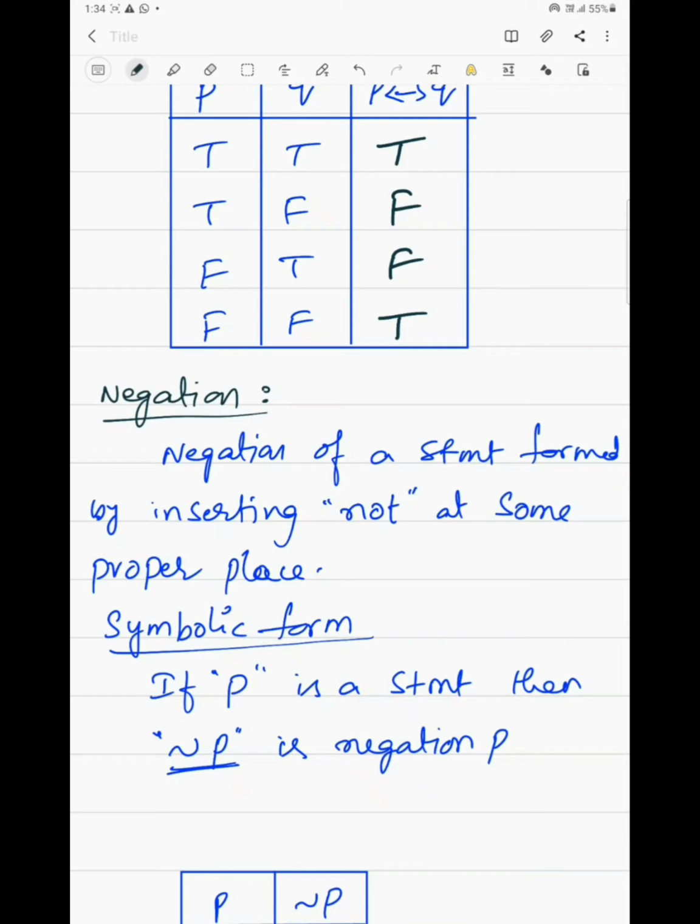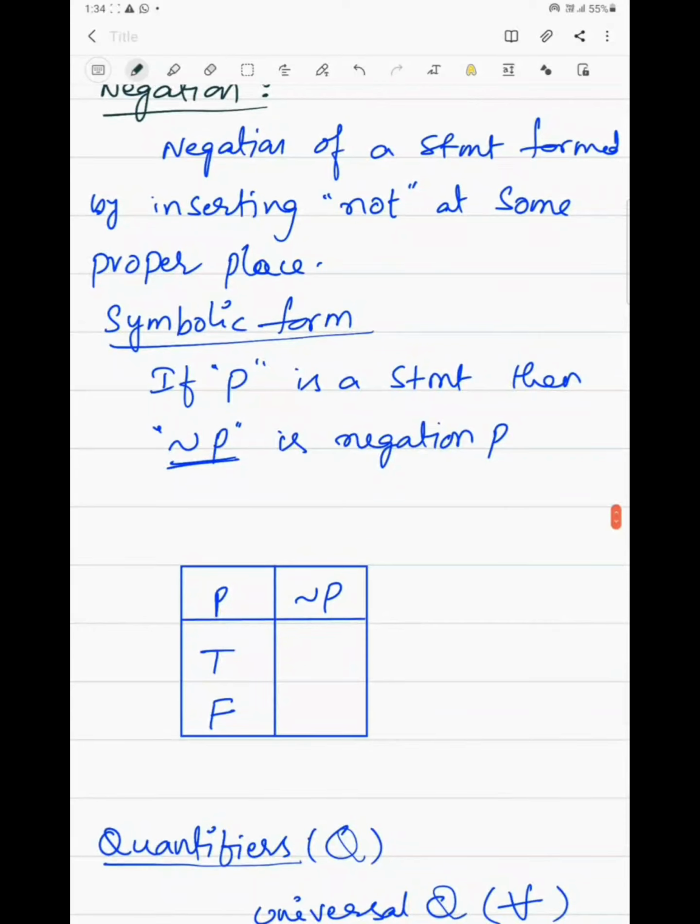Negation of a statement is formed by inserting not at some proper place. That means if I say true, you have to say false. Means deny. You have to deny the given sentence, write the opposite sentence, the false statement. If true is given you write false, if false is given you write true. That is called negation. So the symbolic form for negation is this one.